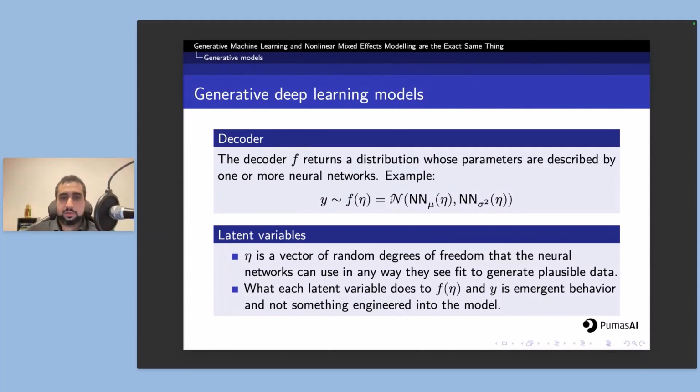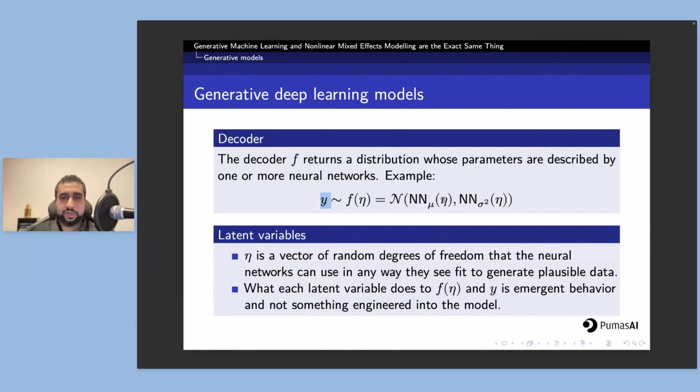So this is the exact decoder of the variational autoencoders, which is a common generative machine learning model. Now, the latent variables in the context of generative deep learning are just a vector of random degrees of freedom. Often in pharmacometrics, we assign some meaning to these. But in deep learning, they have almost no meaning pre-assigned to them. It's just a bunch of degrees of freedom that the neural network can use in any way it sees fit, as long as at the end, the goal is to find a model that can generate data that looks like the real data. So if it was able to do this, great.